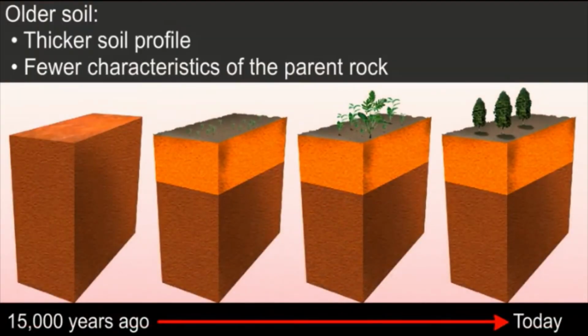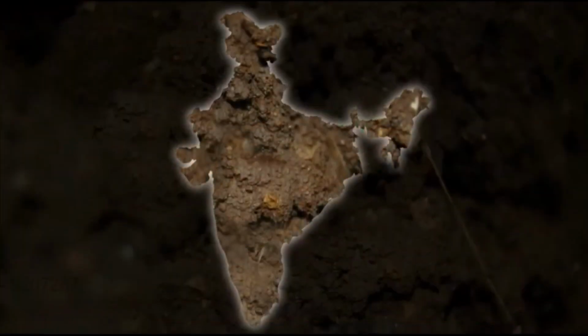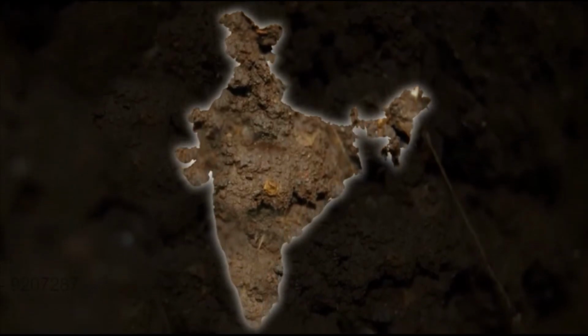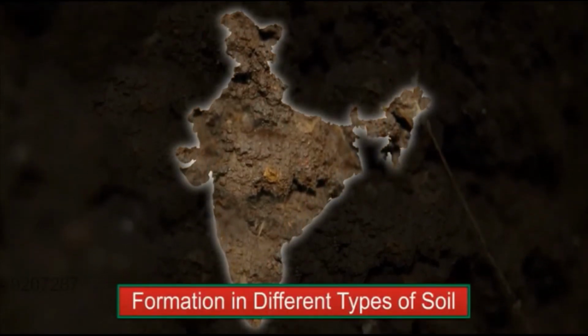Older soil has a thicker soil profile, as over time several layers of soil have been deposited and formed. However, due to the introduction of other matter in the soil over time, older soil retains relatively fewer characteristics of the parent rock. All of these factors together result in the formation of different types of soil.